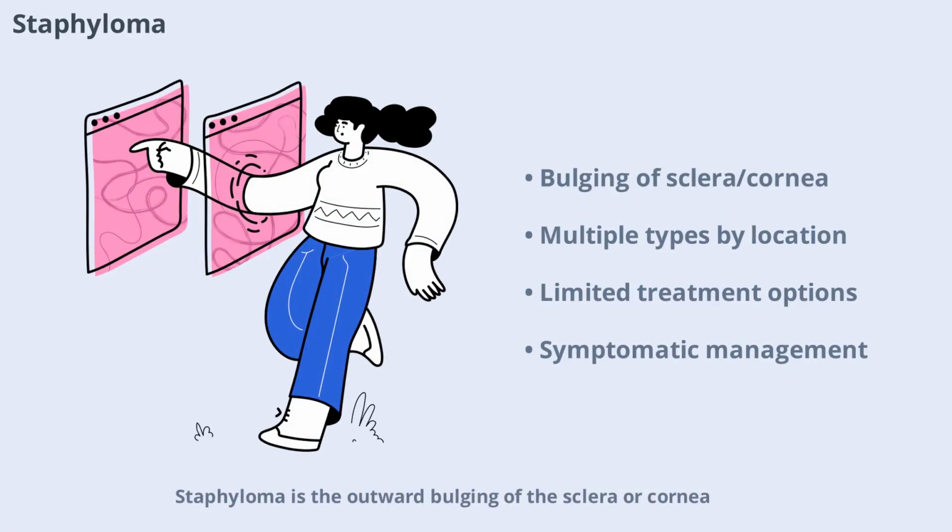Staphyloma is the outward bulging of the sclera or cornea, often accompanied by the protrusion of uveal tissue. There are several types, including anterior, intercalary, ciliary, equatorial, and posterior staphyloma, each named according to its location. Unfortunately, there is generally no effective treatment for staphyloma, but symptomatic management or surgery may be considered in extreme cases to preserve vision or relieve discomfort.